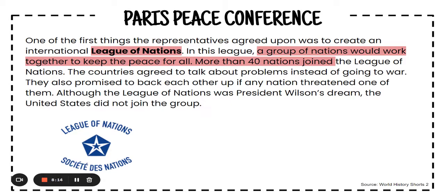Although the League of Nations was President Wilson's dream, the United States did not join the group. So today we have the United Nations. People talk about NATO a lot recently. The League of Nations was kind of like both of those, but it was the first one that existed. And 40 countries around the world joined, but the United States didn't, even though it was our president's idea.